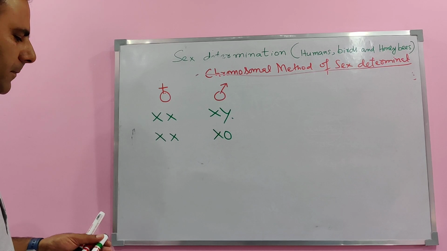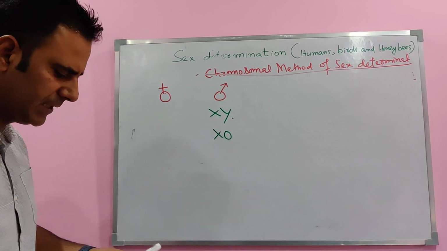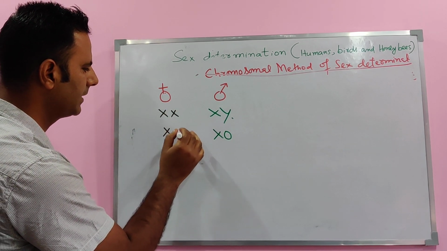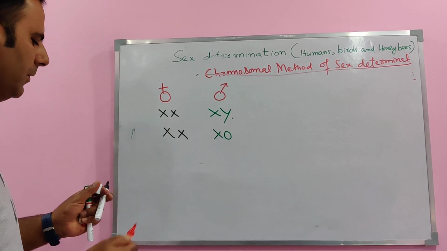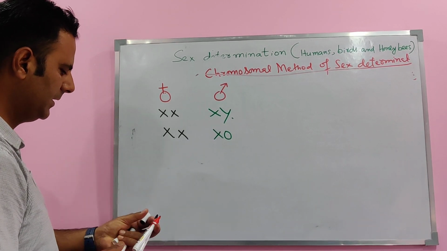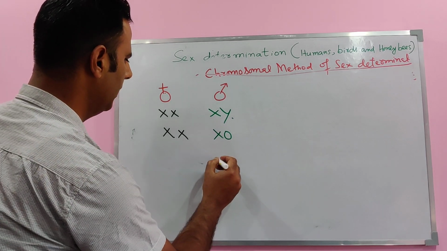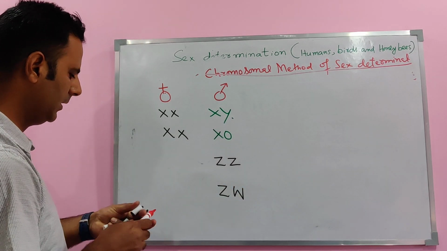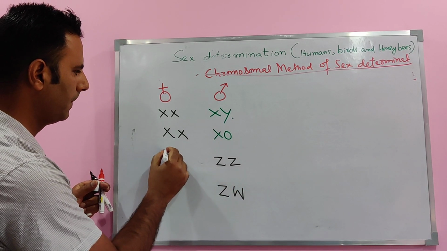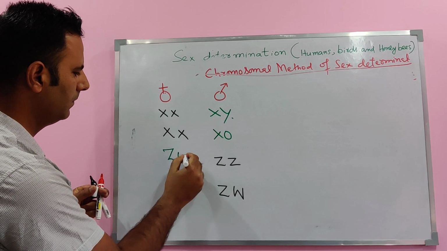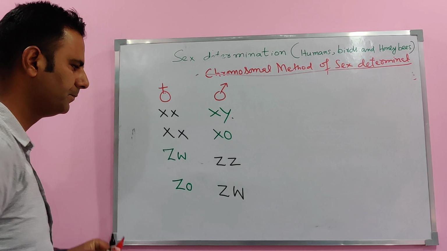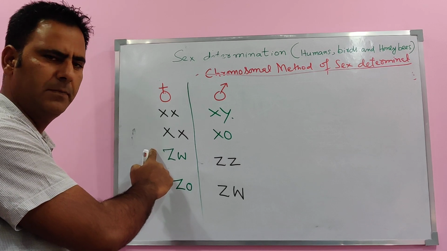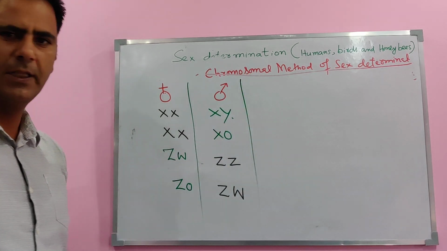The third method, I will write it again, XX and XX. I will write it with some other pen. It is XX. This is also XX. Okay. Then the third method we have is this way. I will write here ZZ, and here ZW. And on the opposite side, we have ZW and ZO. They all are the females, and they all are the males, right?